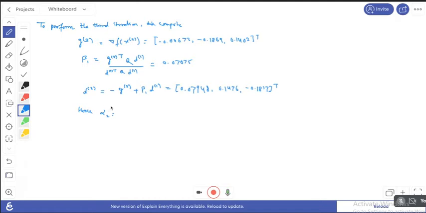Alpha 2 is equal to g2 transpose d2 divided by d2 transpose Q d2. Okay, if we solve, your step size is 0.8231. This is your step size. So your next iteration point is x3. x3 is x2, and since here we are taking the minus sign, that is plus the step size in the direction of this.